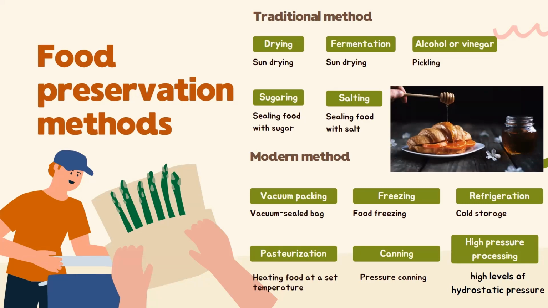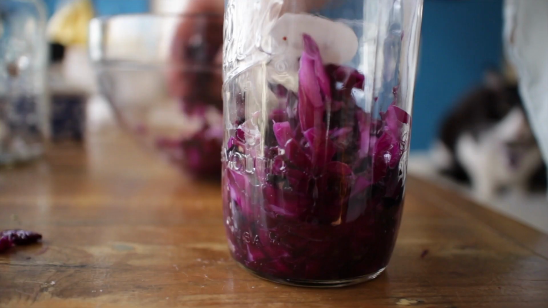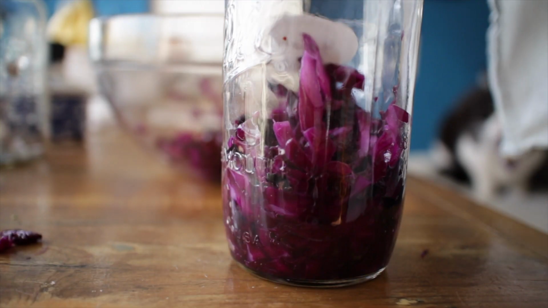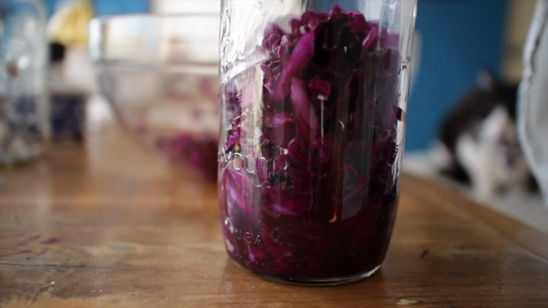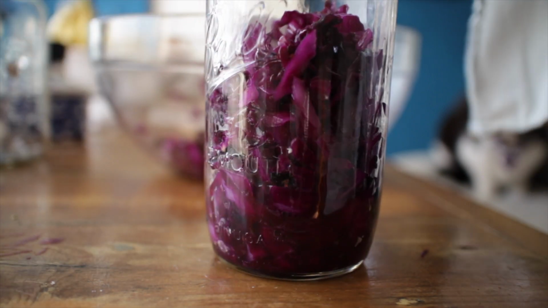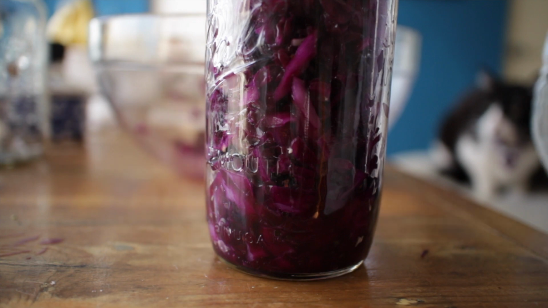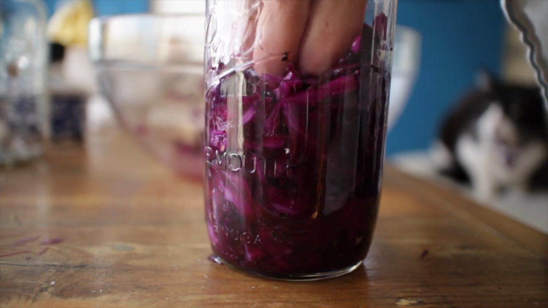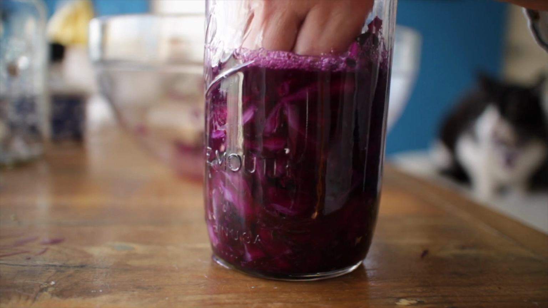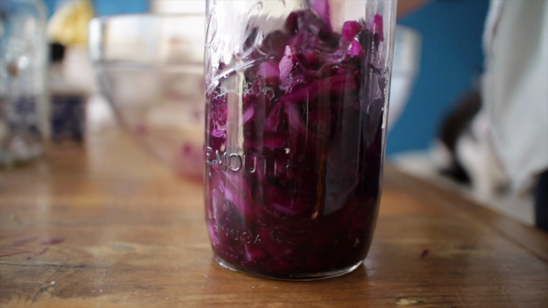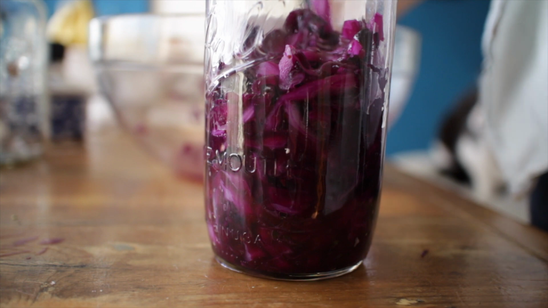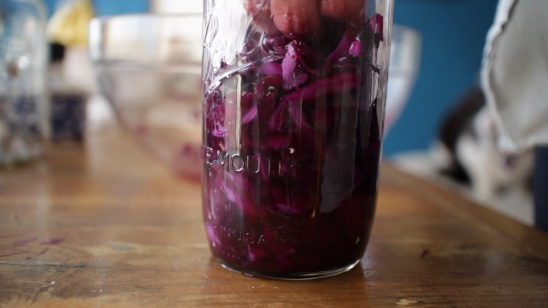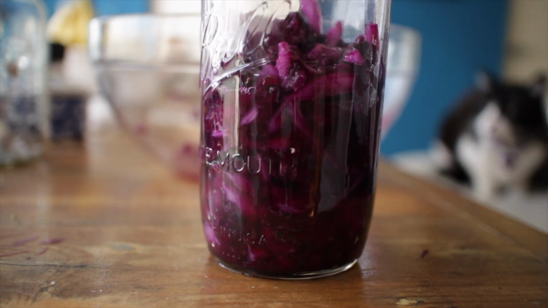Second is fermentation. Fermentation relies on the activity of beneficial microorganisms such as bacteria and yeast to break down the sugars and produce acid or alcohol. This process not only preserves the food but also enhances its flavor. Examples include sauerkraut, kimchi, pickles, and fermented dairy products.